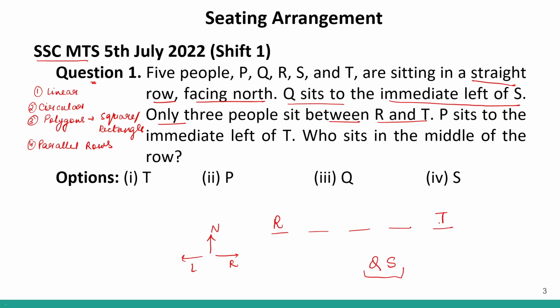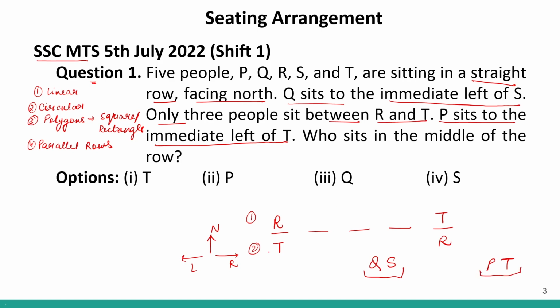This is the first arrangement. Second arrangement, or second possibility, can be that T sits over here and R sits over here, because there are 3 people in between T and R, but it is not given to us who sits to the left of whom, correct? Now, next statement says P sits to the immediate left of T. So P sits to the immediate left of T, correct? So this will be a pair.